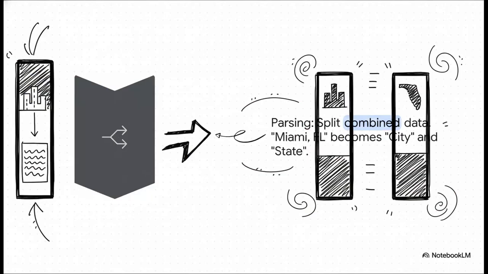First up is parsing. Think of this like taking a compound clue and breaking it down into its core components. A single column with Miami FL is okay, I guess, but you can't easily analyze just by state. By parsing it, by splitting it into two separate columns for city and state, you unlock this amazing ability to filter, sort, and analyze your data with so much more precision.